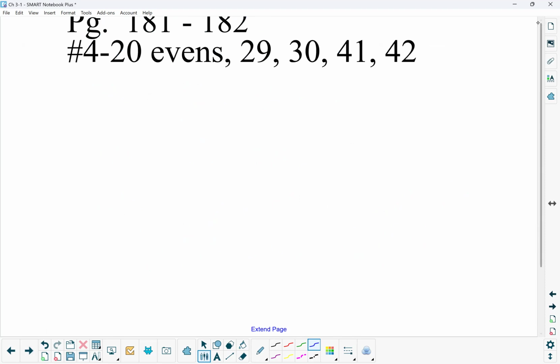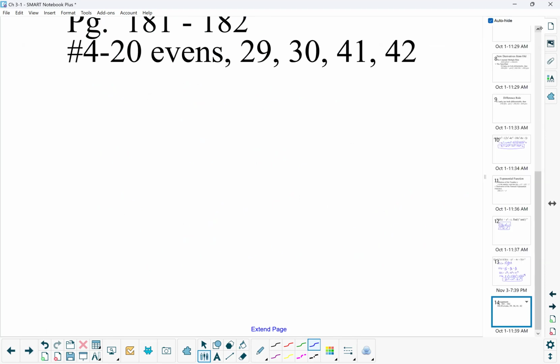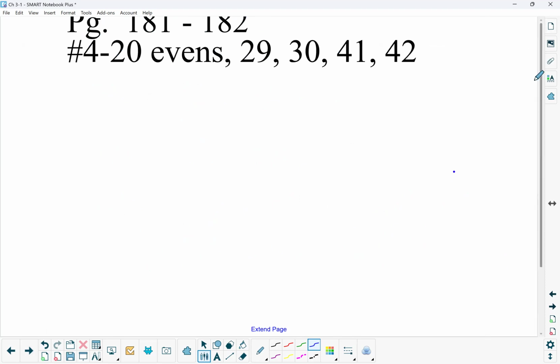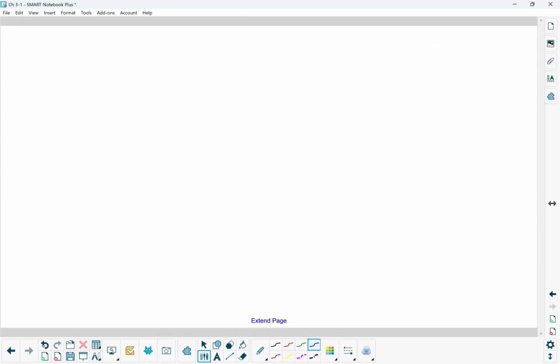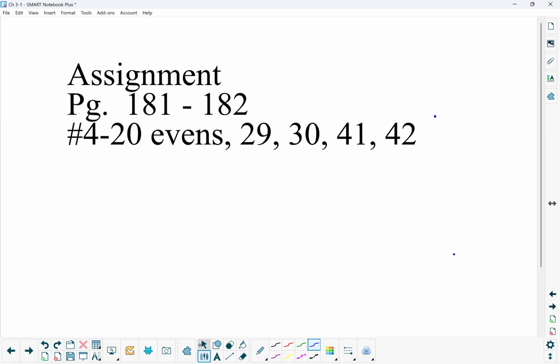All right, for your assignment. On page 181 and 182, please take care of problems 4 through 20, the evens, and problems 29, 30, 41, and 42.